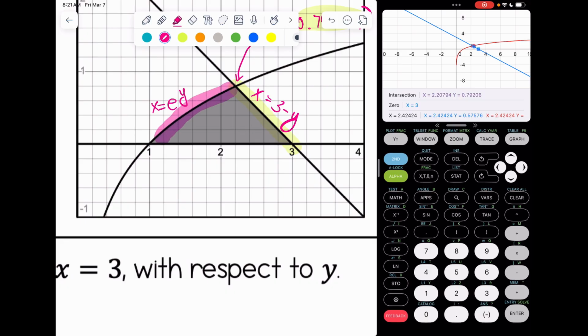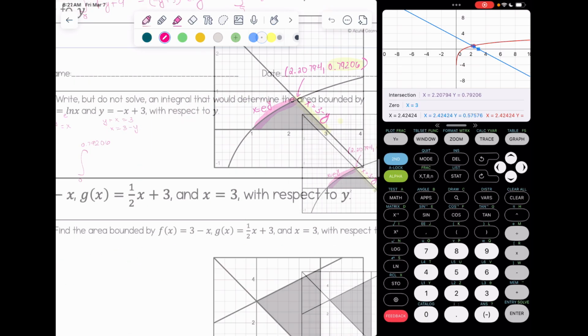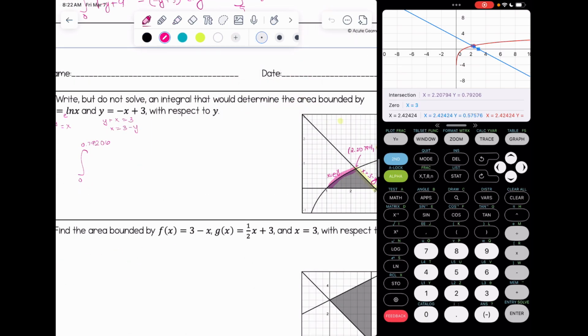The left function is always the natural log graph, or in this case exponential now that we're in terms of y. So I don't have to set up two integrals here. So we're going to do 3 minus y, the right function, minus the left function, which is e to the y, dy, and that would be our setup for the integral for that area.